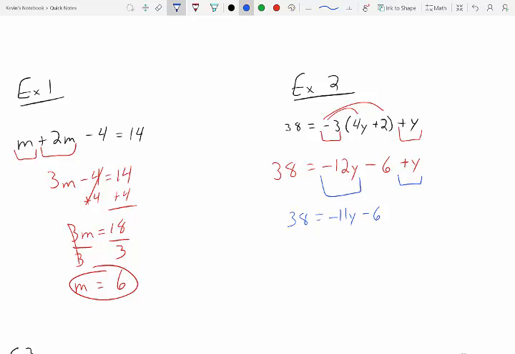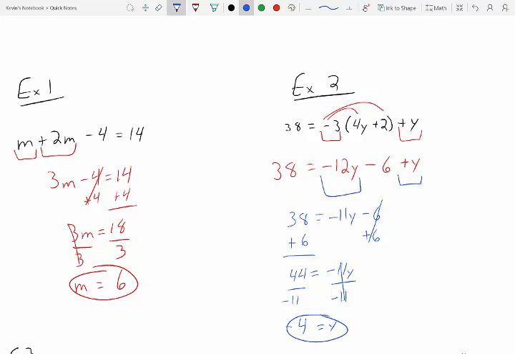If I want to solve this, I want to reverse my addition and subtraction first, so get rid of the number without the variable. So I say plus 6, cancels out, plus 6, I get 44 equals negative 11y. Then I have to reverse multiplication, I say divide by negative 11, divide by negative 11, and I get negative 4 equals y.